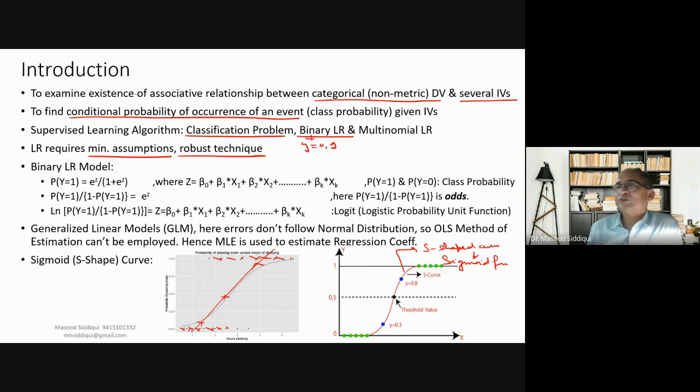This is odds: P(y=1) divided by P(y=0). P(y=0) is 1 minus the probability of y equals 1, because y takes only two values, right? So y equals 0 means the opposite of y equals 1. This is known as odds.